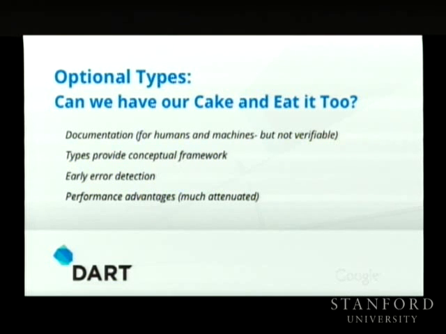So we get the documentation. Now we admit that documentation might not be actually correct because we are no longer necessarily in a position to prove it. We still get the conceptual framework. We often do get the early error detection. Again, not guaranteed because we're not necessarily fully typed and so forth. And sometimes we can even squeeze some performance out of this because sometimes it's easier to prove something given these annotations than to infer them and try and optimize. But that's really very much attenuated and not our focus.